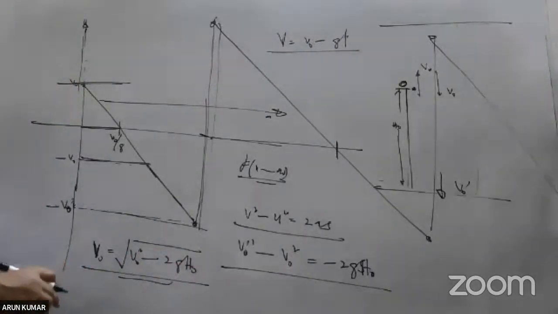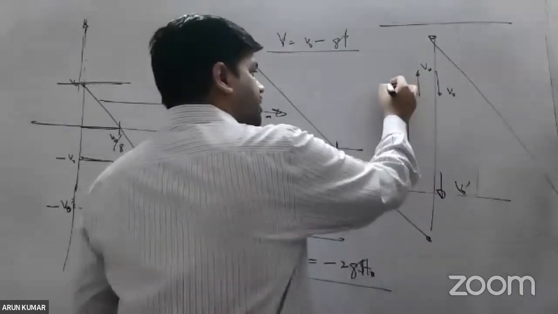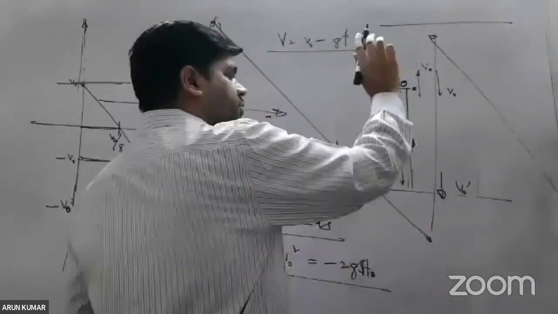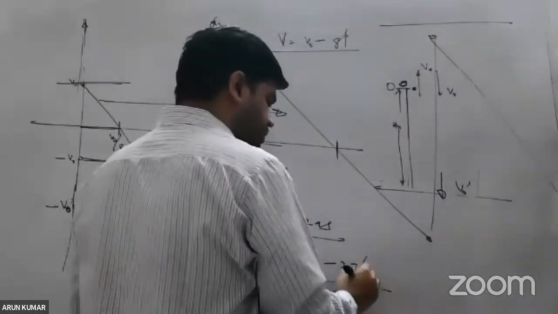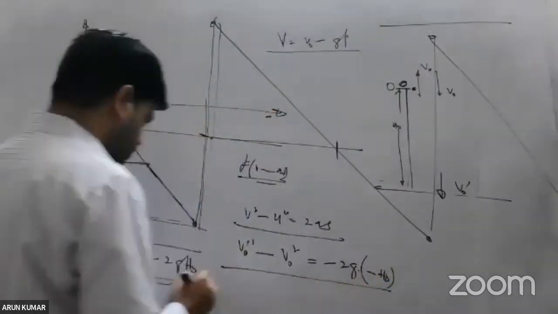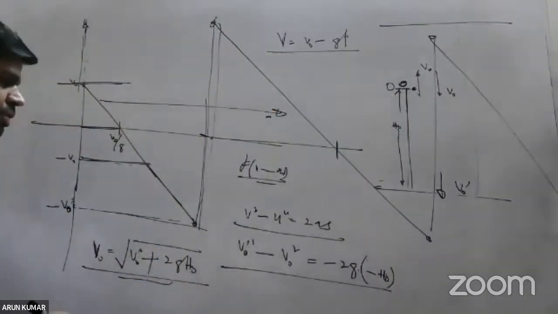But look at this here. What is H here? H is negative. If this is the origin, below is negative, above is positive. So H has to be negative H here. So this becomes V0 square plus 2gh. That is V0 prime. Okay, is it okay? Yes, sir.